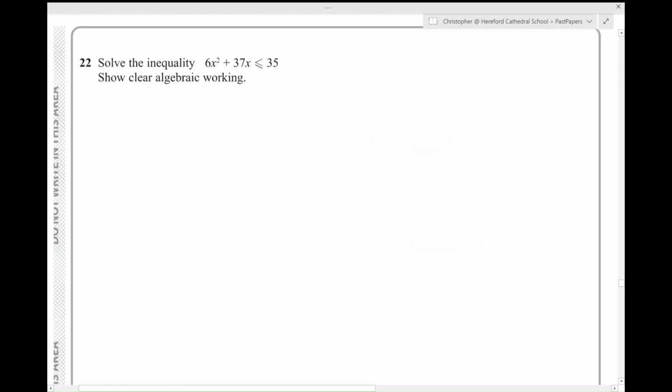Question 22, I need to solve this inequality. Right, well, I'm going to start by setting the inequality to 0. I'm going to subtract 35 from both sides, so I've got 0 on the right-hand side. Now, let's factorise this and see what happens. Not terribly easy to factorise. I'm going to start by looking for 6x and x solutions.